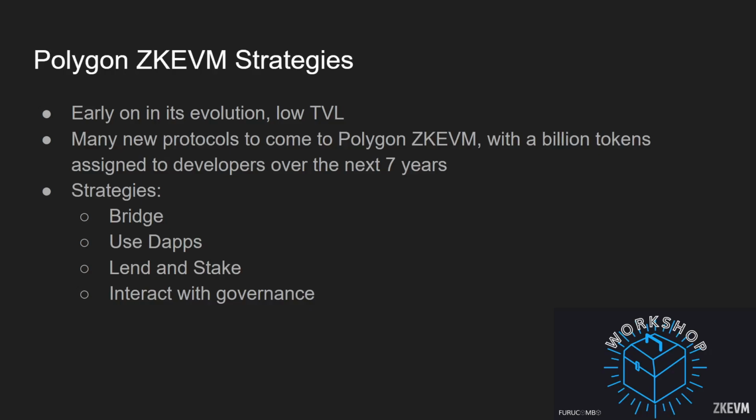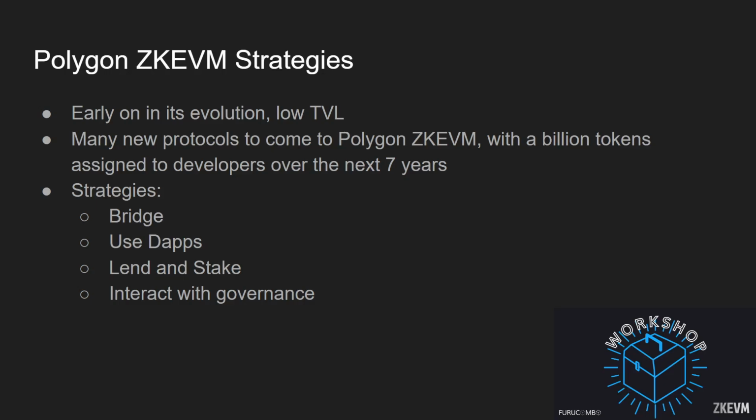So what kind of strategies can you do? As I mentioned, it's early in its evolution. We see a low TVL, so there's a high probability of being an early user here. That comes with many benefits. There are many new protocols to come to Polygon zkEVM, with 1 billion tokens assigned to developers over the next 7 years. So the strategy I would use today is to bridge.